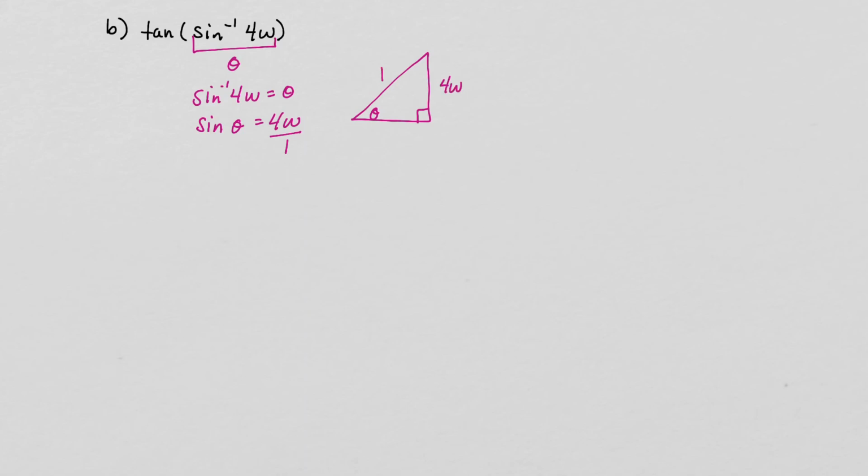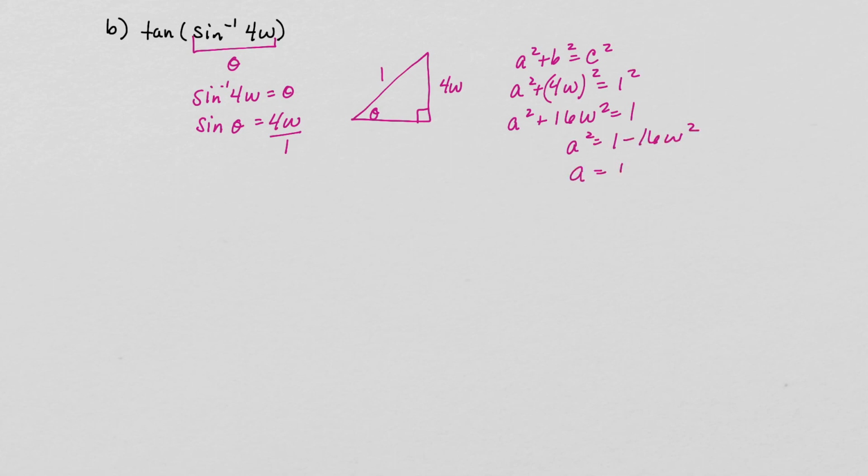To find the missing side, we're going to have a squared plus b squared equals c squared. So a squared plus 4w squared equals 1 squared. So a squared plus 16w squared equals 1. So a squared is equal to 1 minus 16w squared. So a is going to be plus or minus the square root of 1 minus 16w squared. But again, we're not in any particular quadrant, so we're just going to take it to be the positive one. So the square root of 1 minus 16w squared.